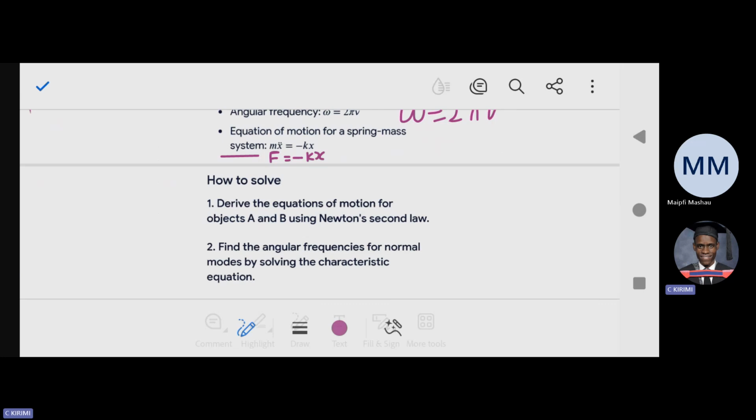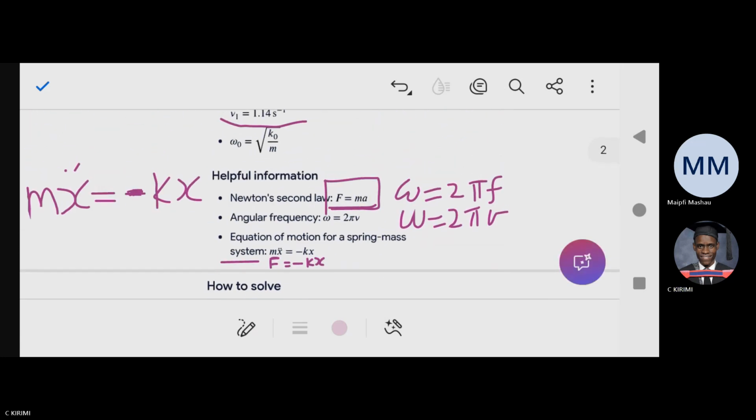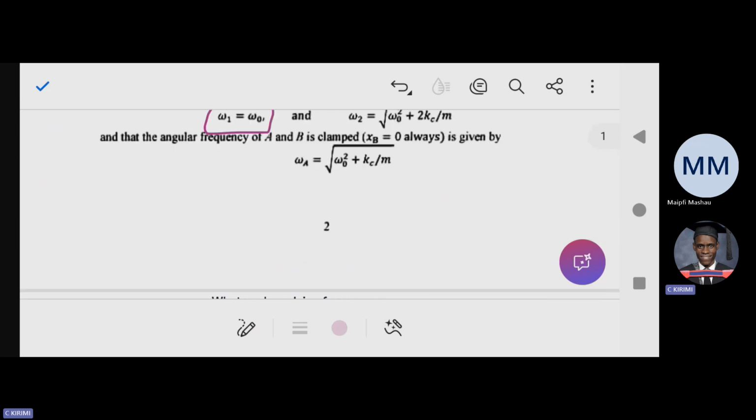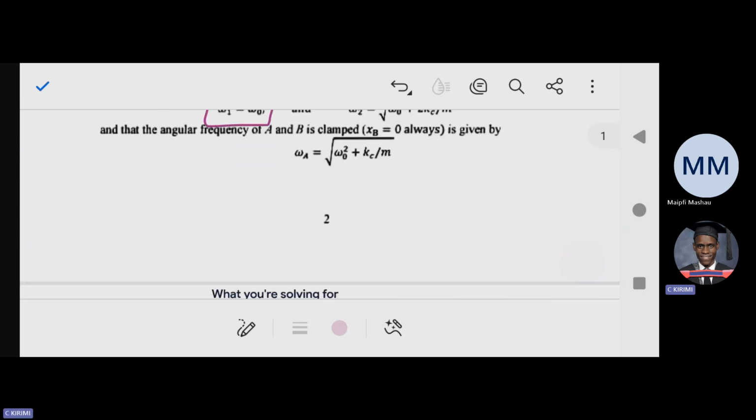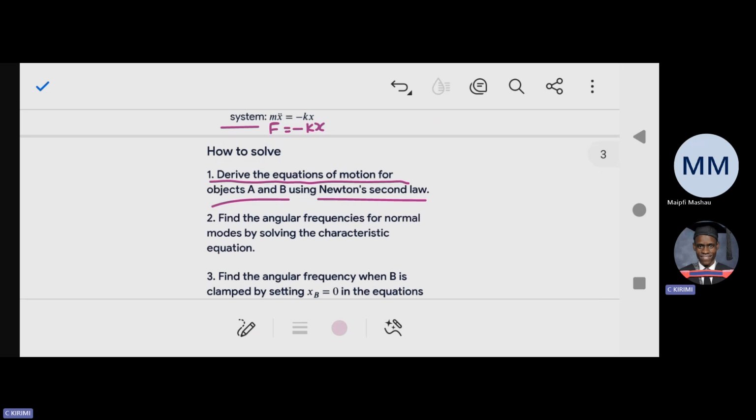So how are we going to solve this problem? First thing, derive the equation of motion for objects A and B using Newton's second law, which is force equals mass times acceleration. That is the first thing. We are going to come up with equations of motion for object A and B using this law. We put everything that is happening here using Newton's second law: this force is going which direction, etc.